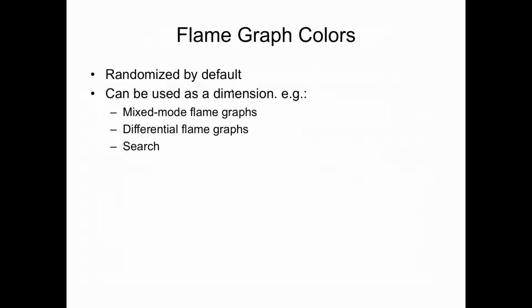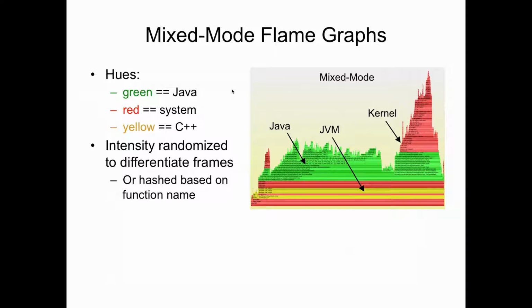The colors are randomized by default. In my mixed mode flame graphs, I've been doing green for Java, yellow for C++, and red for system code paths. For the intensity, I've just been randomizing it a little bit to differentiate adjacent columns. So you can see that there are 2 columns next to each other, otherwise it looks a bit like paint.